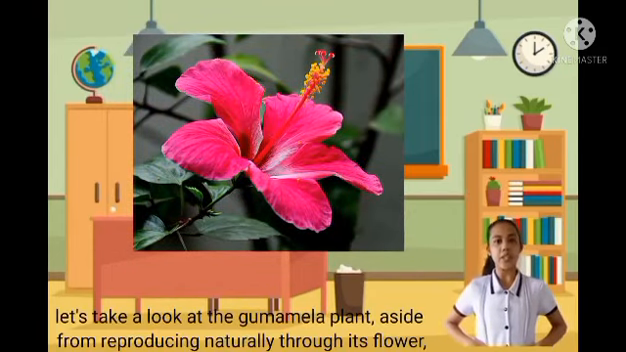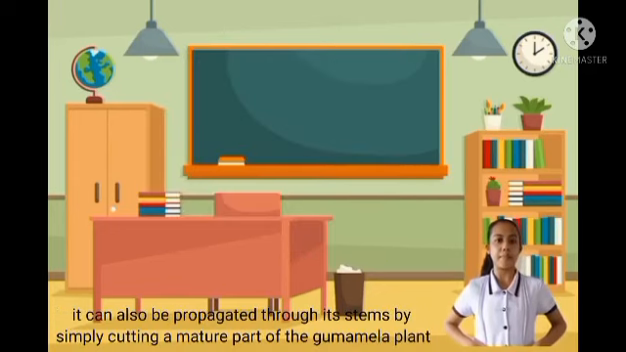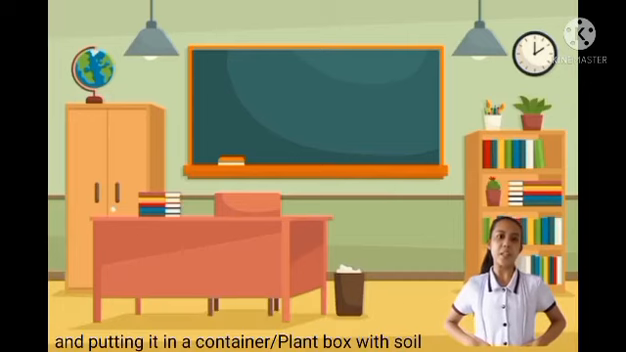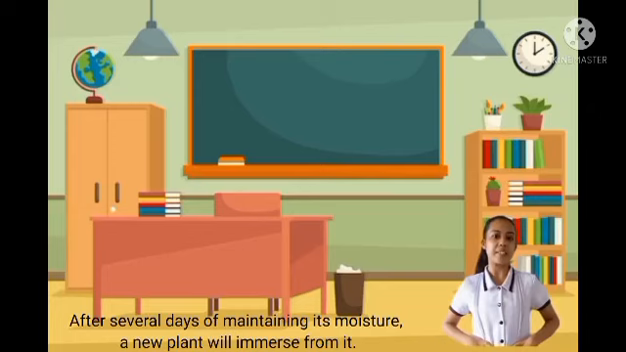Aside from reproduction naturally through its flower, it can also be propagated through its stems by simply cutting a mature part of the gumamela plant and putting it in a container plant box with soil. After several days of maintaining its moisture, a new plant will emerge from it.